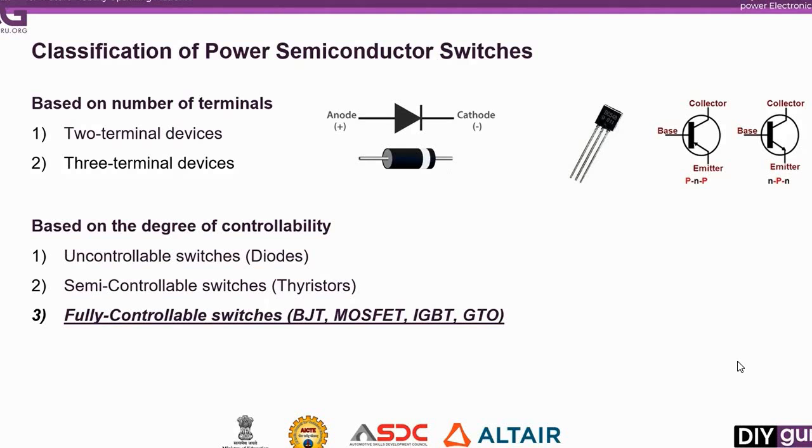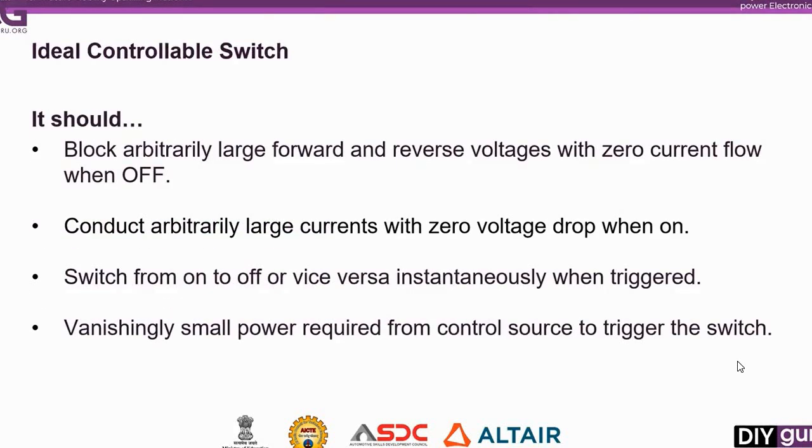Now, an ideal controllable switch should have specific characteristics, which we will define next. This class of devices should block arbitrarily large forward and reverse voltages with zero current flow when off. They should conduct arbitrarily large currents with zero voltage drop when they are on. They should switch from on to off or vice versa instantaneously when triggered. And the final one, they should use vanishingly small power from the control source to trigger the switch.